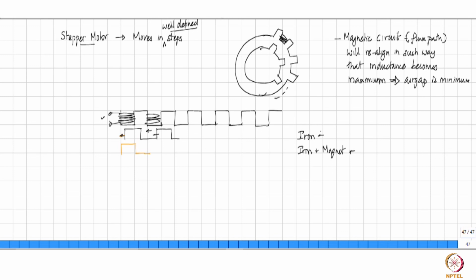Backlash is minimum, yes, one can say that. See, the difficulty here is, so I'll just come to the difficulties, before that the advantage. So one important thing therefore is the movement is in well defined steps. This is one major advantage, and therefore where this motor can be used, you do not need position sensing.